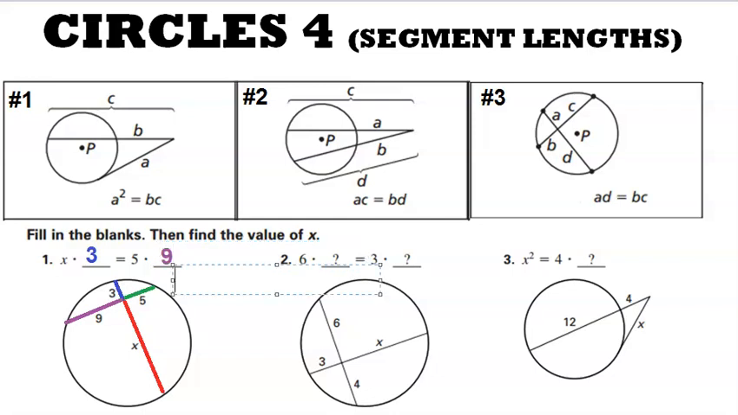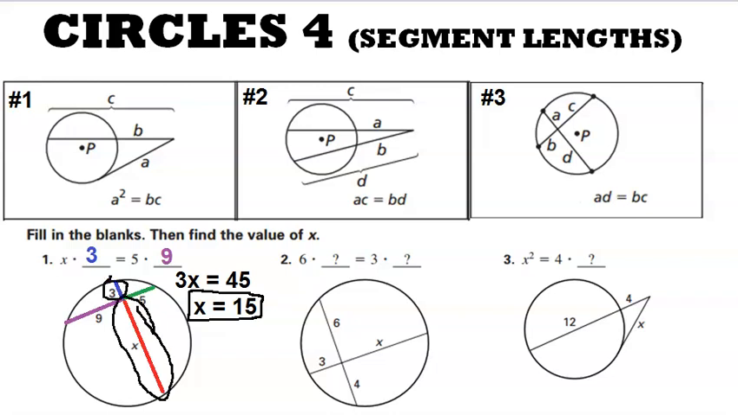Now, at that point, if we try to clean up this mess and just solve the equation real quick, you end up getting 3x equals 5 times 9, which is 45. You get x equals 15. So again, this is one of my favorite rules. It's one of the easiest ones we do all year. You just take the pieces that are broken up and you multiply them. So x times 3 equals 9 times 5. That's it. That's all you got to do.